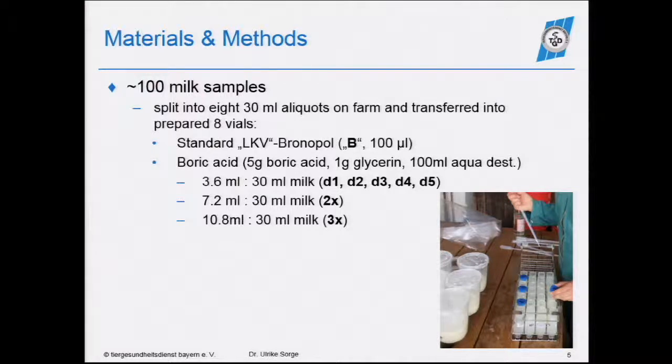We figured we need about 100 samples, and because we wanted to have the same samples, we decided to take about 240 milliliters of milk from cows, and we split it up into 8 aliquots of 30 milliliters. Number one was our gold standard, bronopol, about 100 microliters in one of those tubes, and then you fill it up with the milk. And then boric acid, it's about 1.2 milliliters for 10 milliliters of milk. That's what the books say.